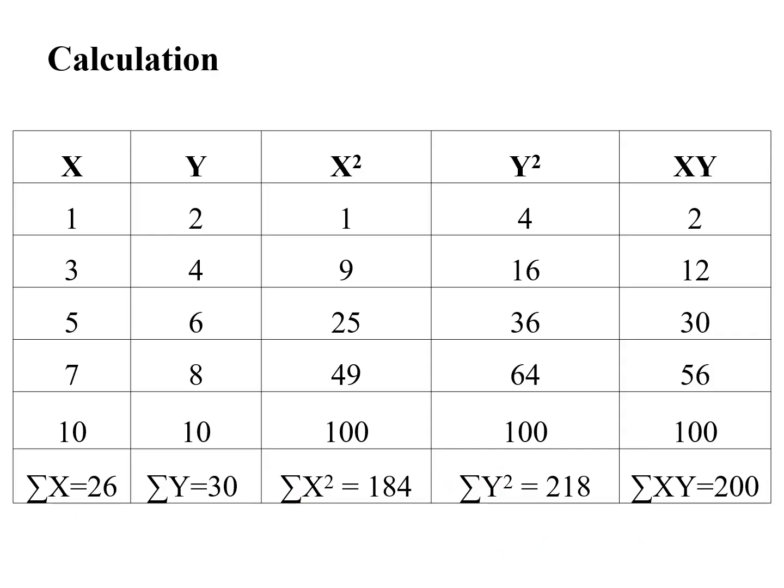So for the calculation, first we take the x values, then the y values. From the x values, we are squaring each and every x variable. We get the x square variables. Squaring 1, we get 1. Squaring 3, 9. 5 square, 25. 7 square, 49. 10 square, 100.